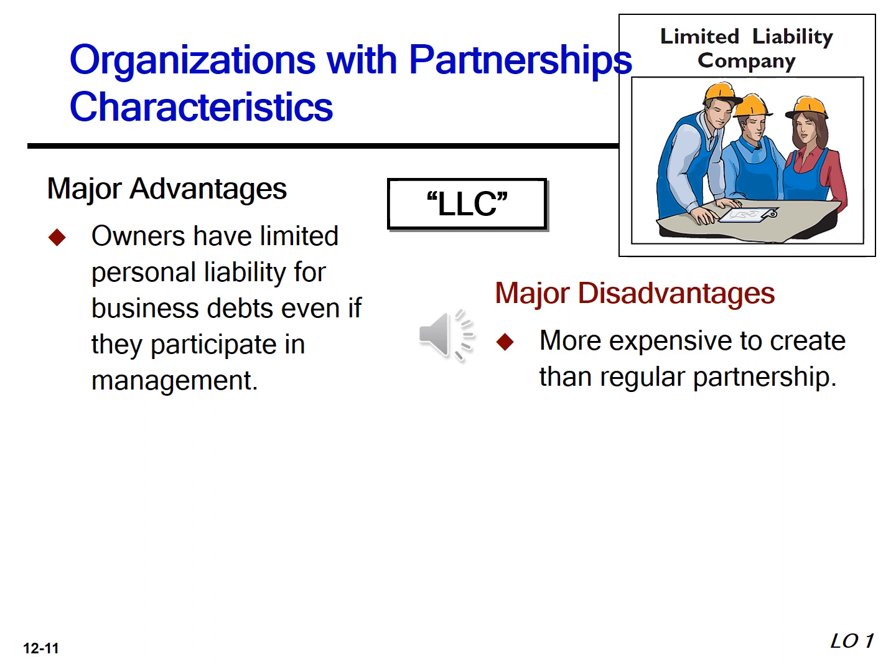And finally, to the last type of partnership, we have a limited liability company, LLC. A major advantage of this type of partnership is that the owners have limited personal liability for business debts, even if they participate in management. On the other hand, a major disadvantage is that these kinds of partnerships are more expensive to create than regular partnerships.